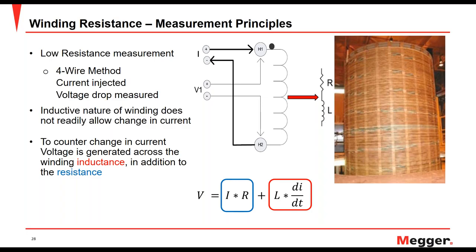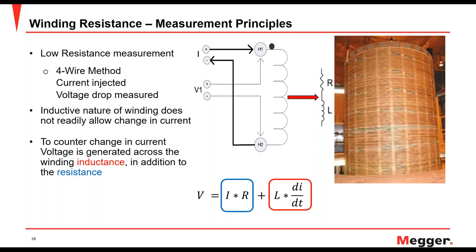Now, we saw in the previous slide that the inductive nature of the transformer winding will not readily allow a change in current. So in order to get a good reading, we need to ensure that the inductive property of the winding is minimized and does not affect our reading. The way the inductive nature behaves is that it will not allow a change in current. So if the winding is not carrying any current, it won't instantaneously allow a test current of say 10 amps to flow through it.